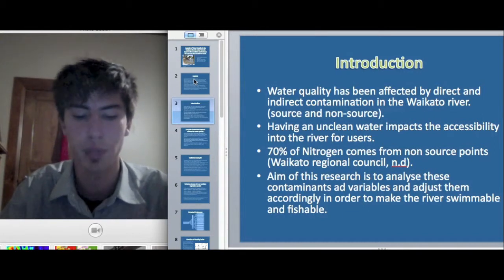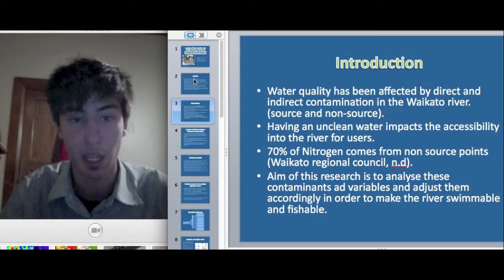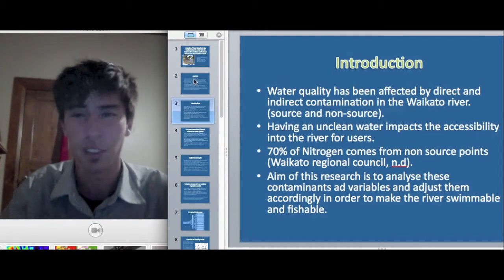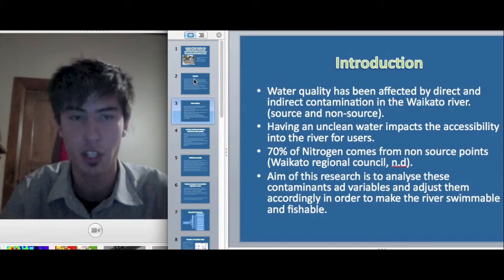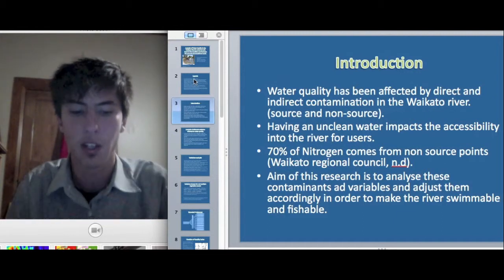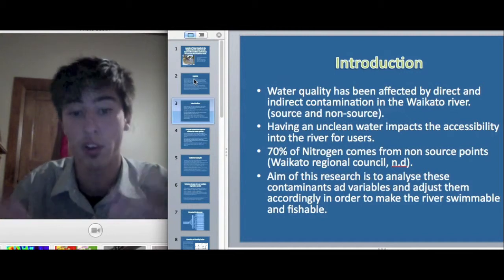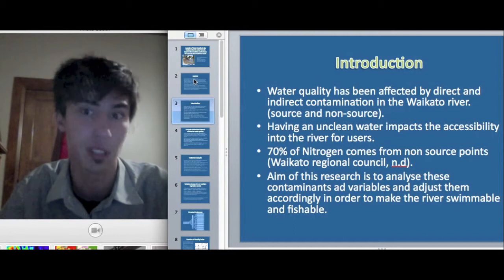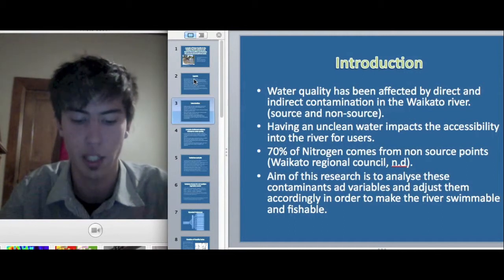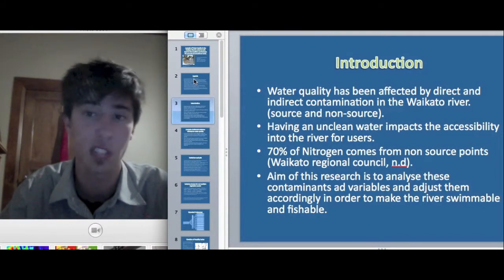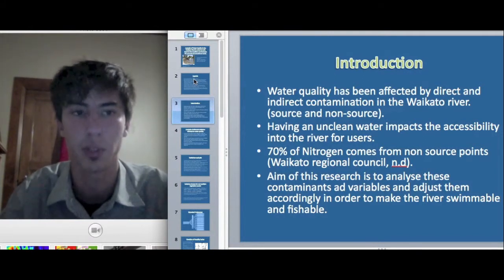The urine from the cows and also from different types of livestock possesses high levels of nitrogen, and this is being run off into the storm drains, which are of public use, of course, so you can't really identify who is contributing to the amount of nitrogen in the river highly or more than the other ones. So farmers are mainly the ones that we are trying to deal with. And also, a study by the Regional Council says that 70% of nitrogen comes from non-source contamination points.